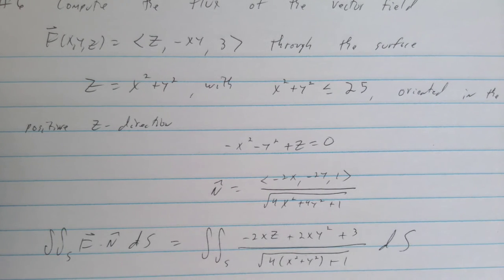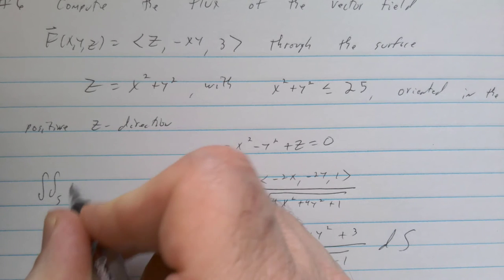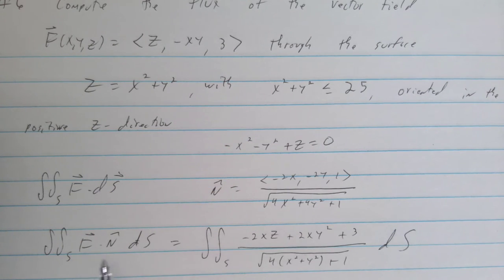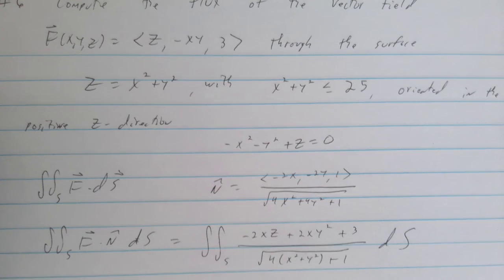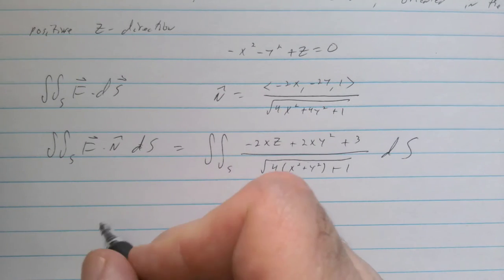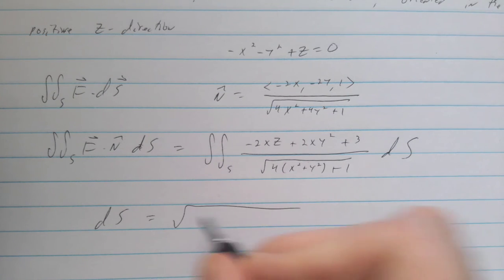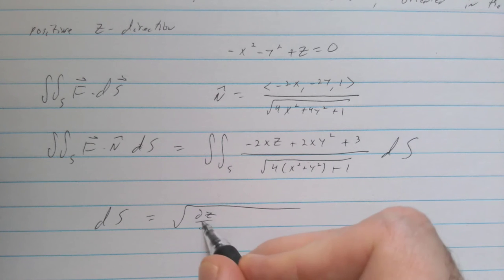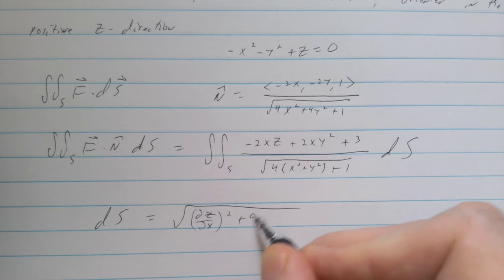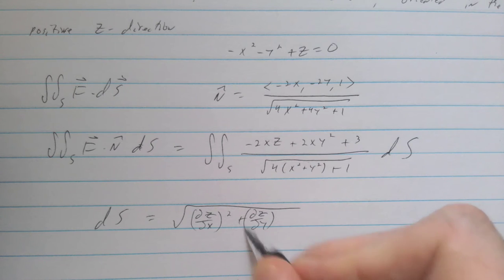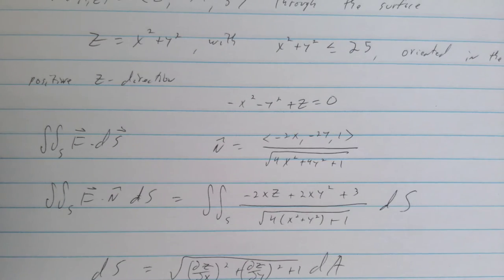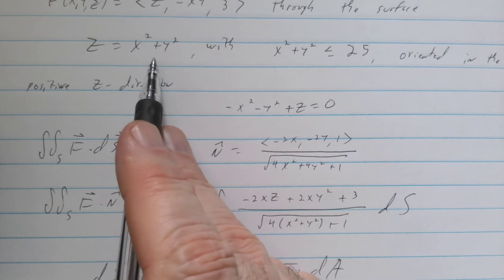Okay, so the flux integral is found by doing F dot the normal. Now I have a regular surface integral. For that, I'm going to need dS, which will be the square root of partial z partial x squared plus partial z partial y squared plus 1 dA. And for this surface, my partials will be 2x and 2y.